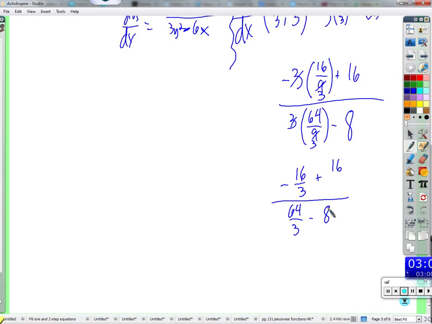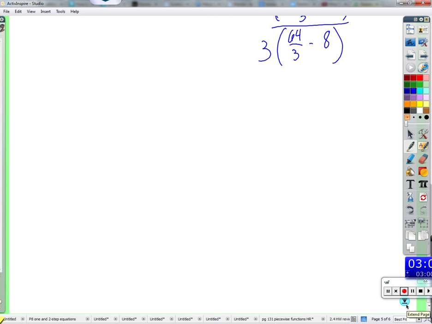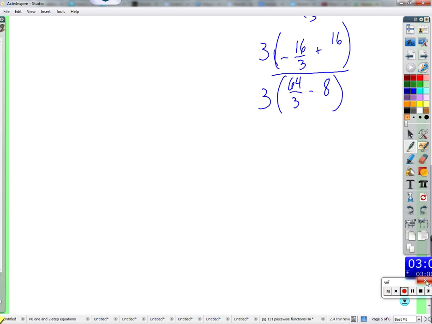I'd like to get one number. So let's find common denominators here, or I think it's easier to multiply the numerator and denominator by 3. So negative 16 plus 16 times 3, that's 48 minus 16, which is 32, over 64 minus 24, which is 40.